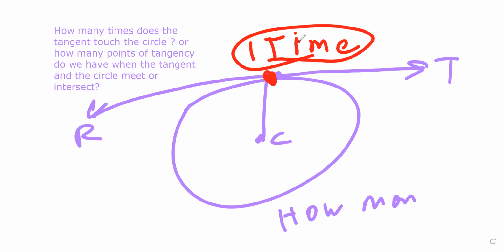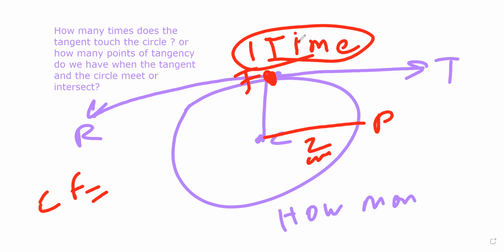Now, if I draw another radius, and say this radius is 2, though this is not drawn to scale, and I have P right there and F right here, what is the distance of the radius CF? You should be able to answer this in 1 second. It's going to be 2, because these radii are always equal.